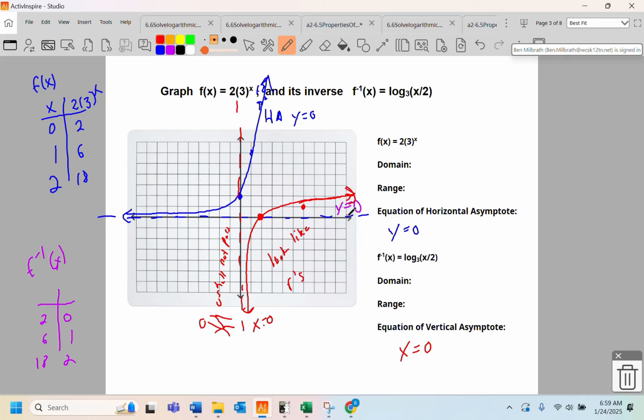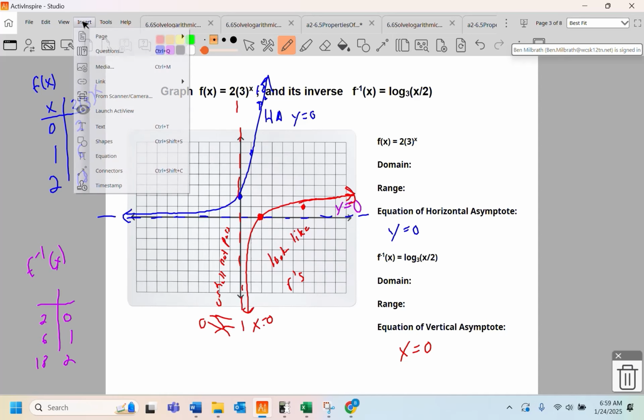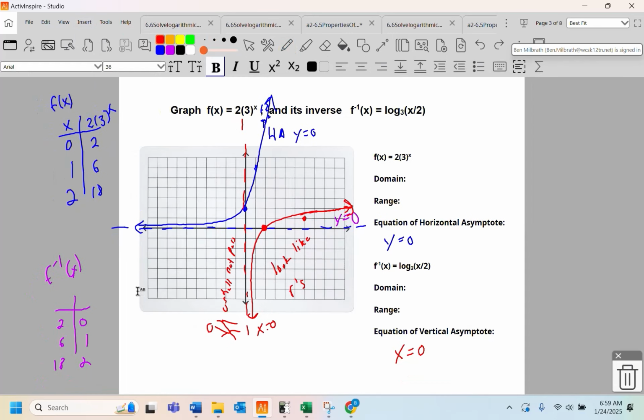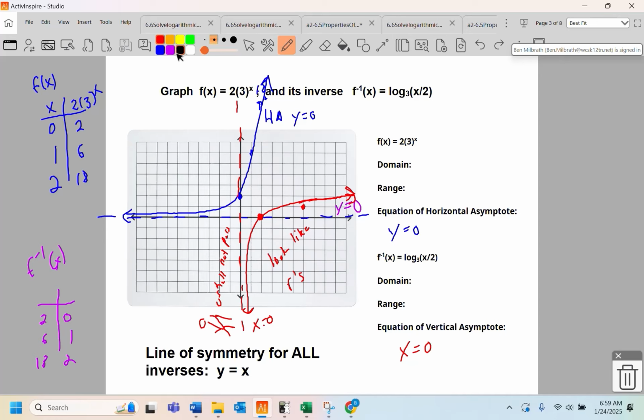Now, something that I didn't put in your notes that I wish I would have, so I'm just going to add it in real quick, is the line of symmetry for all inverses. Anybody remember what it is? It's y equals x. These two lines have symmetry about y equals x. It's the reflection.